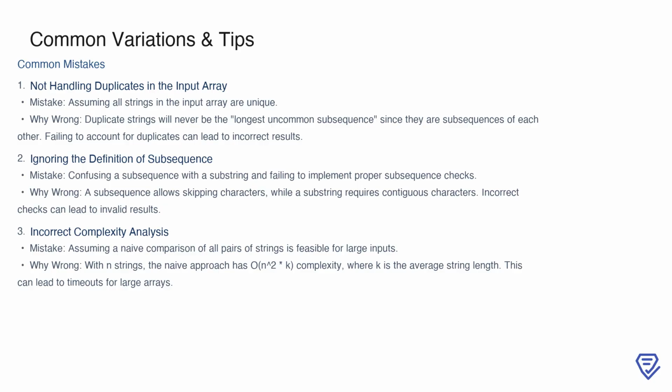Lastly, incorrect complexity analysis is another pitfall. While it might seem feasible to compare all pairs of strings in a naive manner, this approach has a time complexity of O(n*k), where k is the average string length. This can quickly become inefficient and lead to timeouts for large inputs. Understanding these mistakes can save time and effort during problem solving.